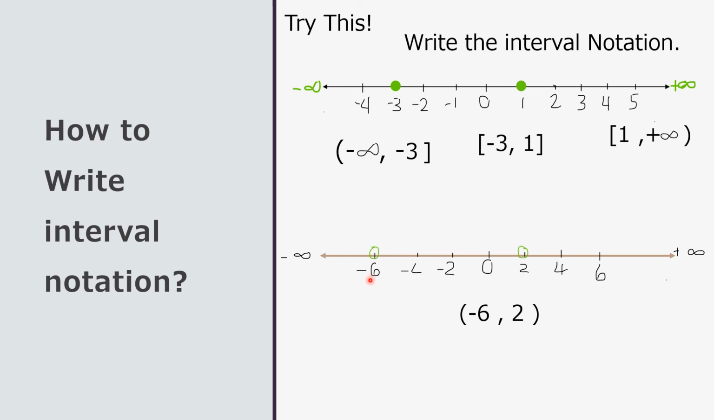How about this one? I have here negative 6, open circle, positive 2, open circle. So if you're referring to this area, that is open parenthesis, negative 6, comma, positive 2, open parenthesis. Now, going to positive infinity, that is open parenthesis 2, comma, positive infinity, then parenthesis. And here from negative 6, that is open parenthesis here, going to negative infinity. Okay, so that's how you're going to write the interval notation or the solution set.